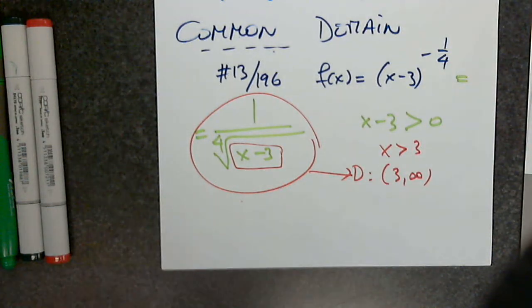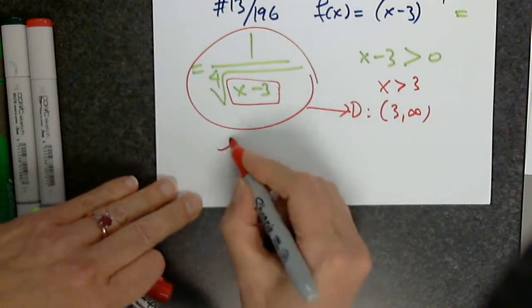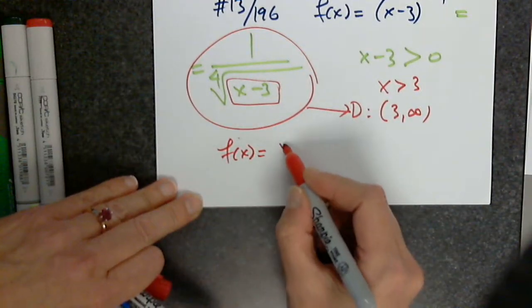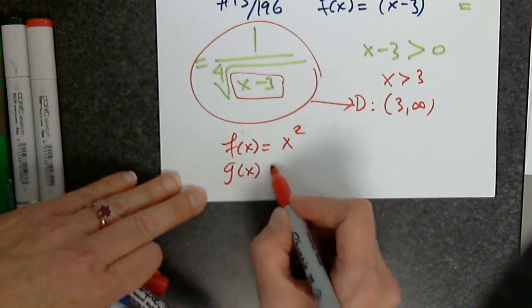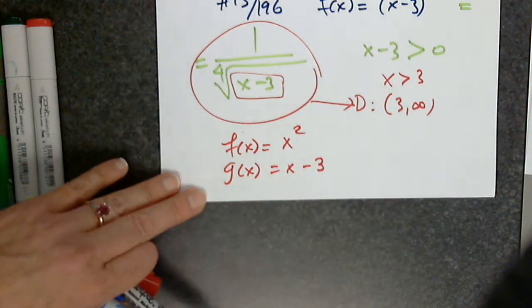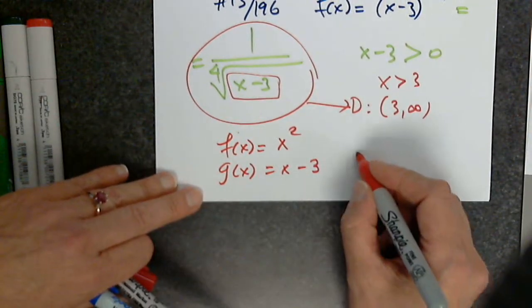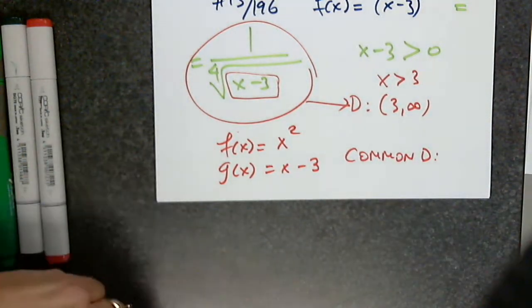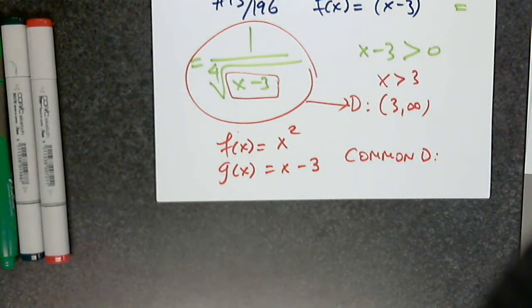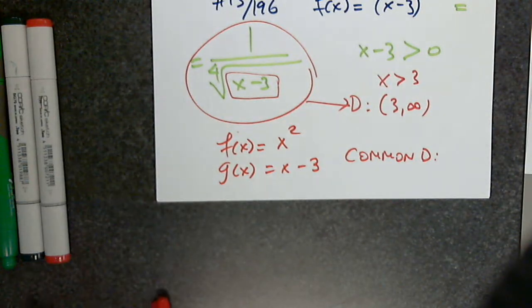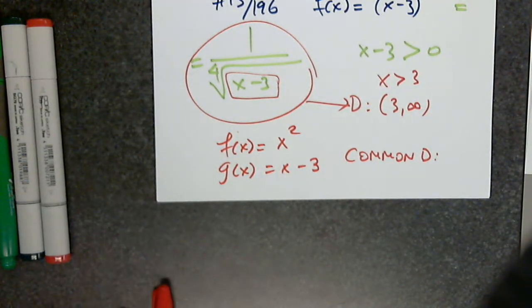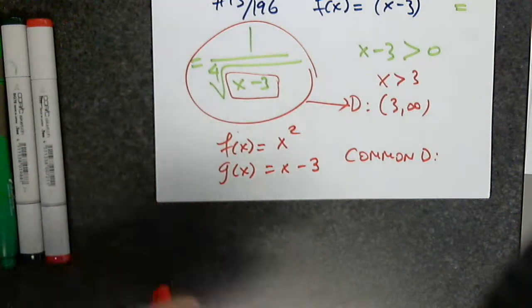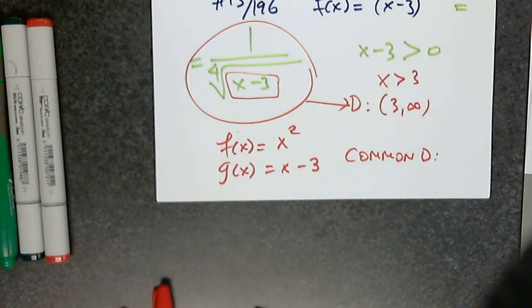Assuming I have two functions, let's say f of x is x squared and g of x is x minus 3. What is the common domain of these two functions? So what is the domain of x squared? We already know the graph. We picture it in our head. I know this for sure. This is the graph. The domain is?